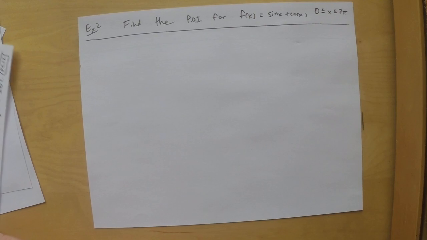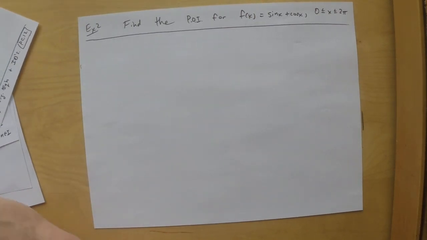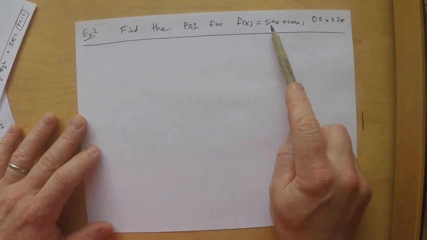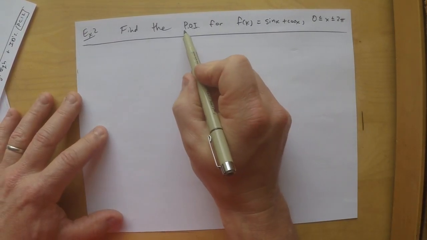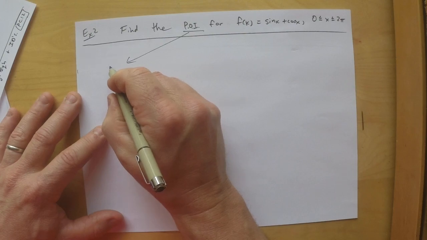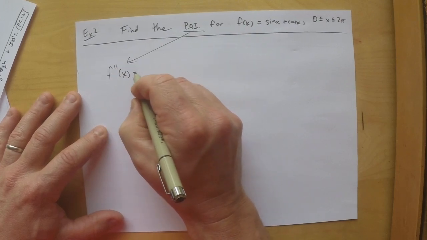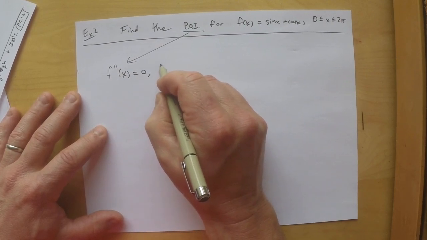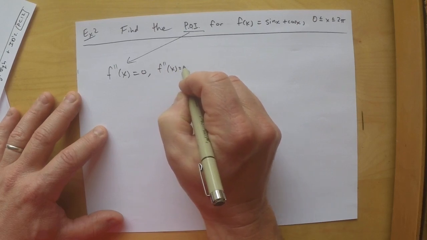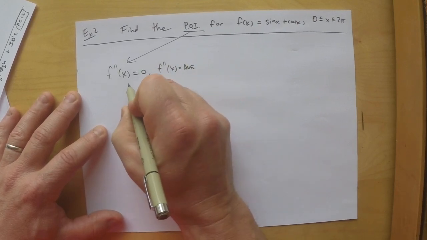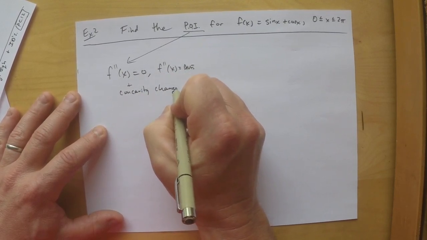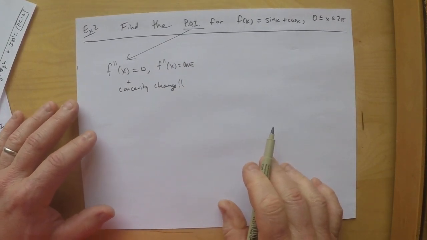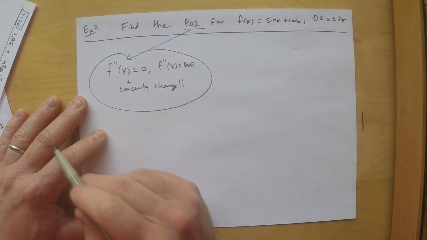Okay, next guy. Find the points of inflection for this function, sine of x plus cos of x. 2 things. Points of inflection scream second derivative equaling 0, or it could be also does not exist, and concavity change. So it must change concavity. So there's the big picture.